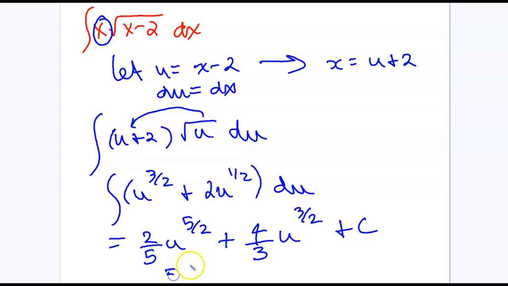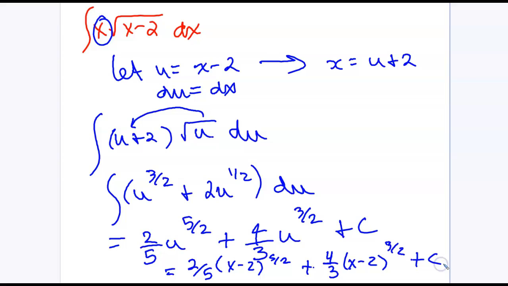So now all I do is plug in what u is. So it's going to be 2/5 (x minus 2) to the 5/2 plus 4/3 (x minus 2) to the 3/2 plus a constant. And that would be my final answer.